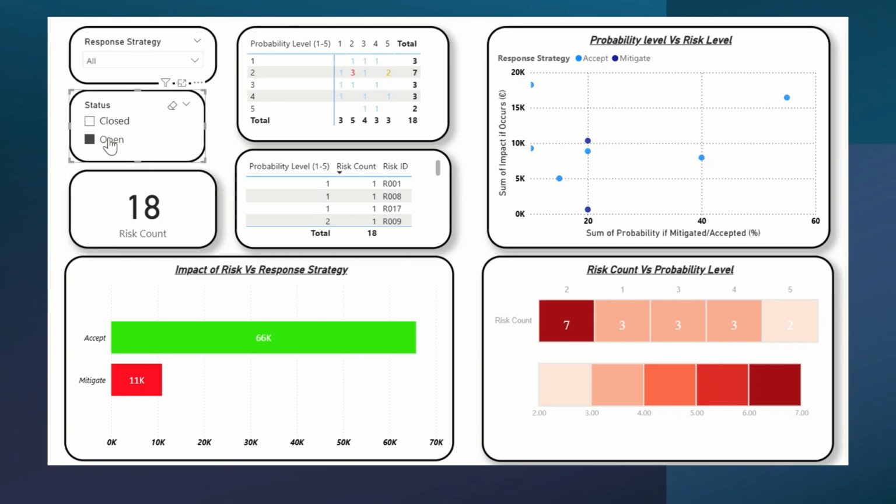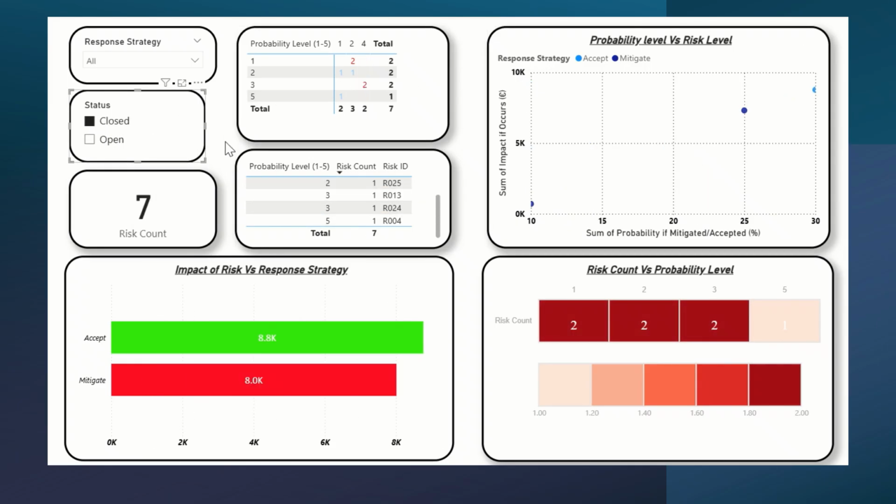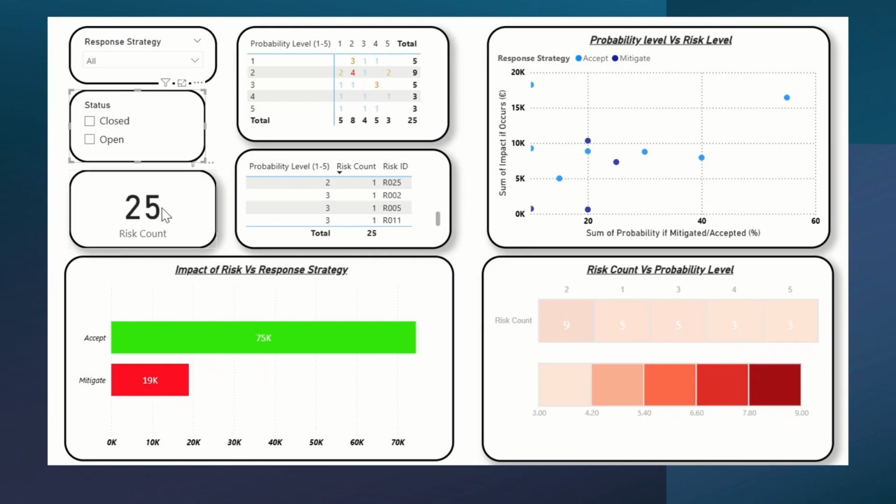There are 18 open ones. You can see the risk ID here as well if you would like to see a duplicate one. We can also click on close, which are 7, for a total of 25. That is actually the risk count, which is working here as well as a measure that I would like to include in this presentation. Then we were creating our visualizations.